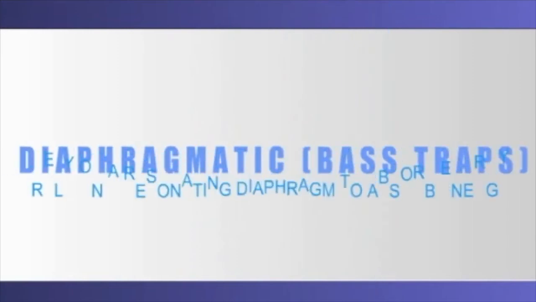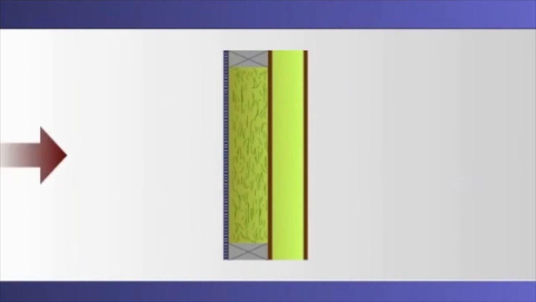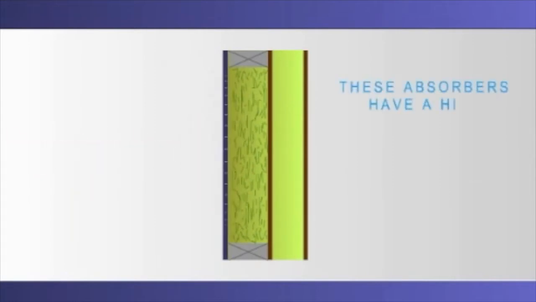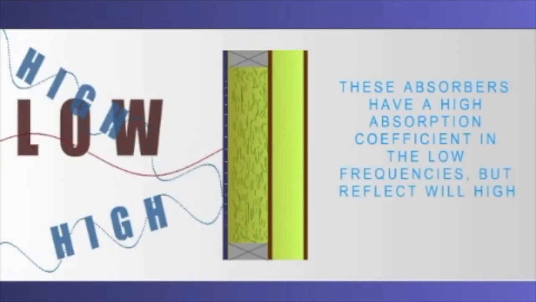Commonly known as bass traps, diaphragmatic absorbers rely on a resonating diaphragm to absorb energy. When low-frequency energy hits a diaphragmatic absorber, it causes the diaphragm to vibrate, which absorbs that energy. These absorbers have a high absorption coefficient in the low frequencies, but will reflect high-frequency energy.